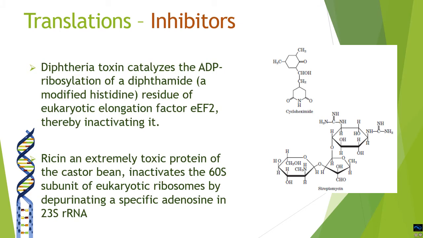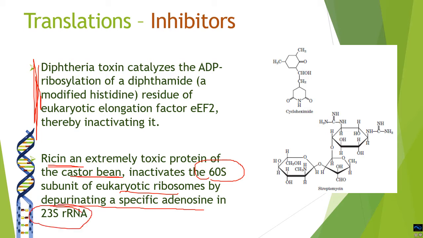Finally, the diphtheria toxin catalyzes the ADP ribosylation of a specific histidine residue, called diphthamide, within the eukaryotic elongation factor EF2, and hence inhibits it. So it is one of the toxins for humans as well. And then there is ricin, which is derived from the castor bean. It inactivates the eukaryotic ribosomes at the 60S subunit, and this is caused by depurinating an adenosine residue within the 23S structural unit of the 60S subunit, and hence inhibits translation in eukaryotes.